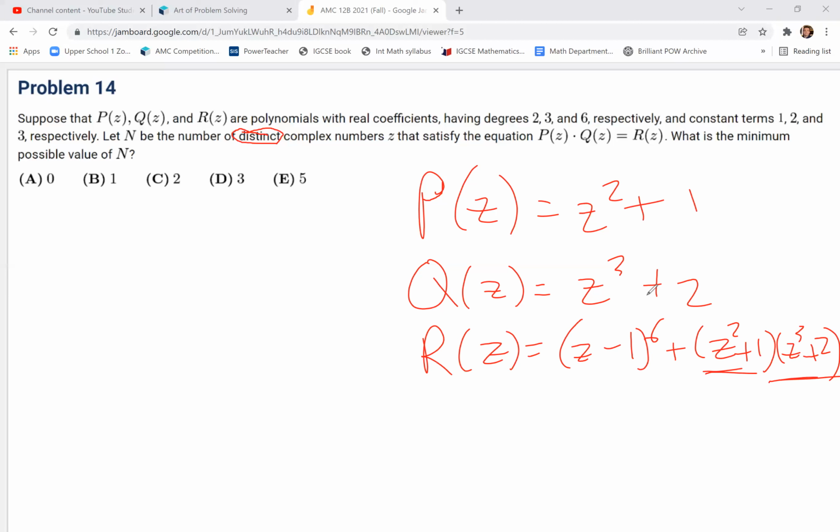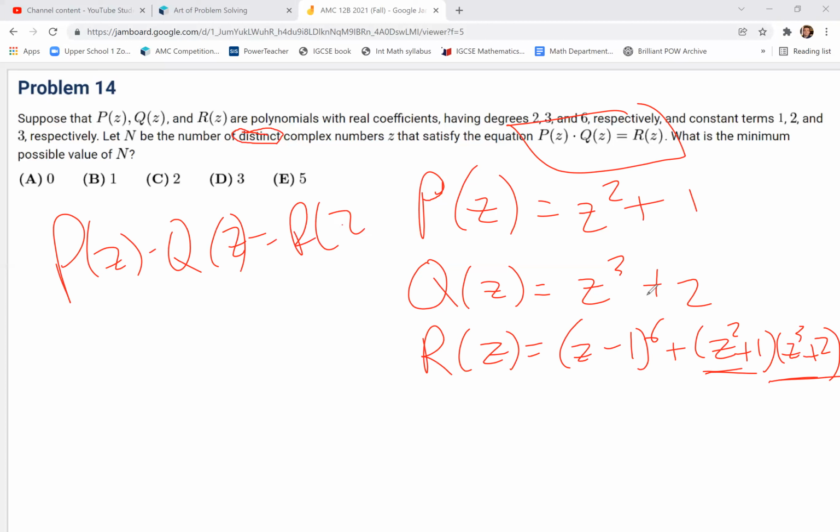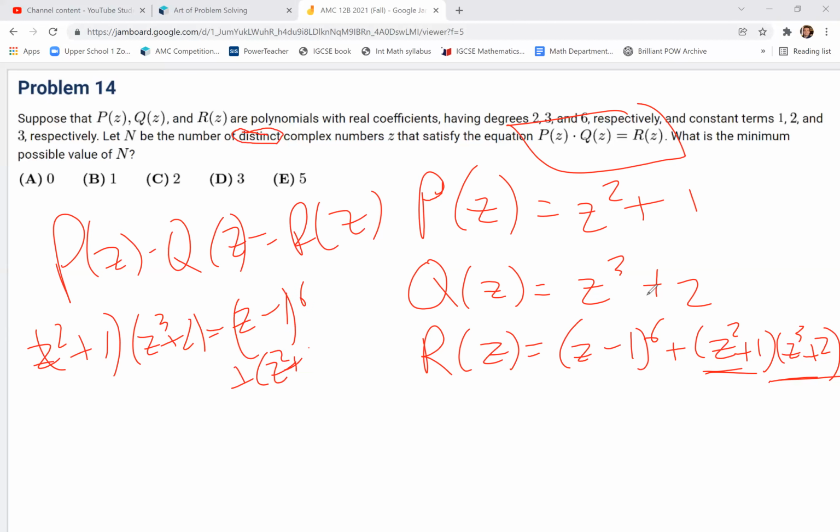So now if we solve this equation, P of Z times Q of Z is equal to R of Z, then we're going to have (Z squared plus 1)(Z cubed plus 2) is equal to (Z minus 1) to the power 6 plus (Z squared plus 1)(Z cubed plus 2). Sorry, these are supposed to be 2s. Notice how these will cancel with each other, so you're left with 0 equals (Z minus 1) to the power 6.